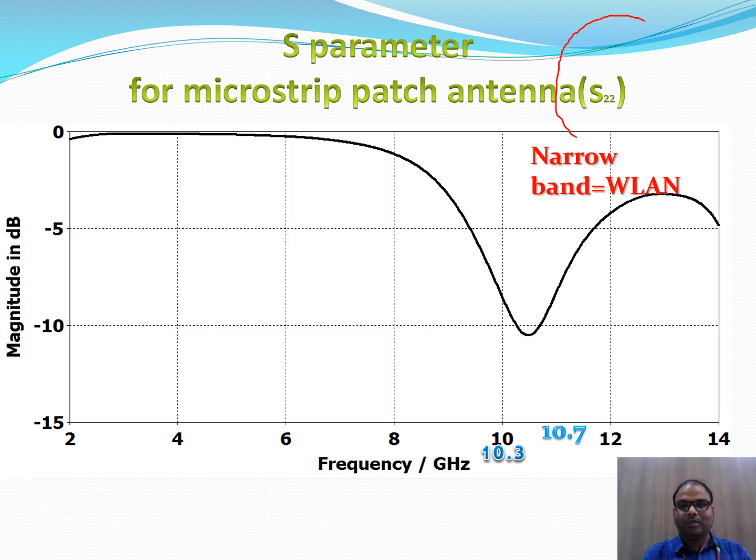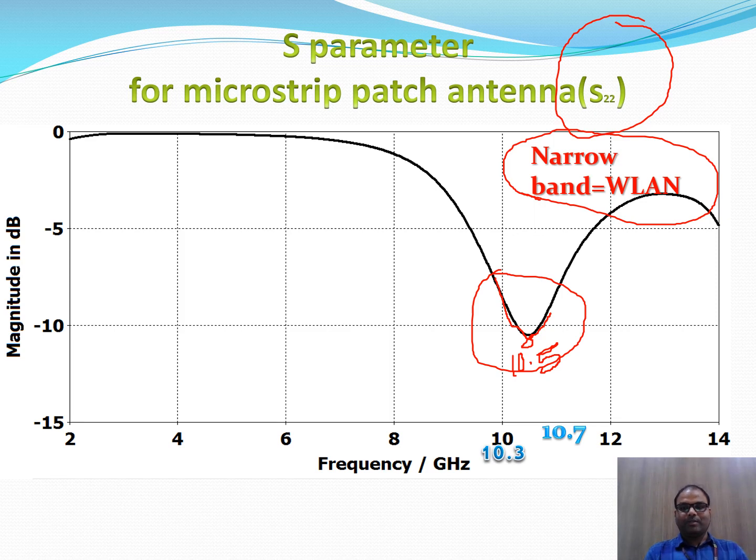What is S22? This S22 is for the patch antenna that I have designed. So it gives a narrow band. You can see it is narrow band only, and this point is about 10.5 gigahertz. So that means this bandwidth is used for the WLAN band. So like that, here we got a narrow band S parameter.